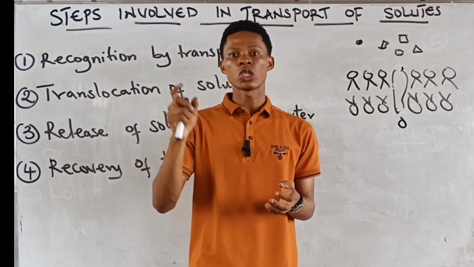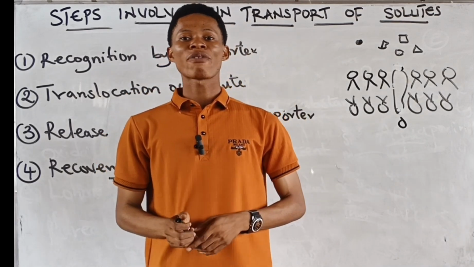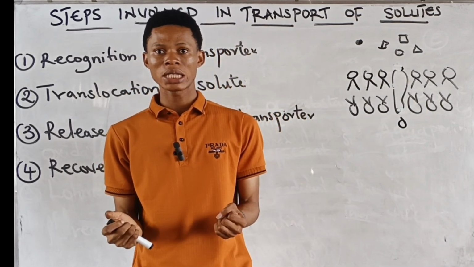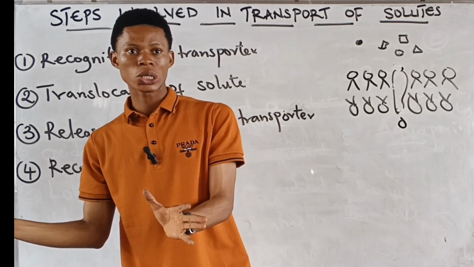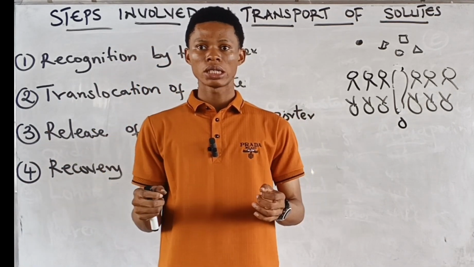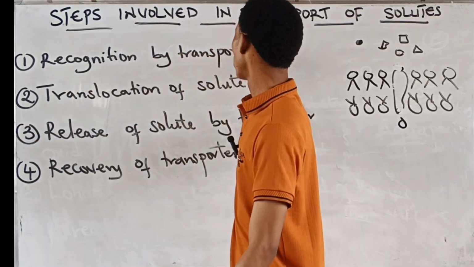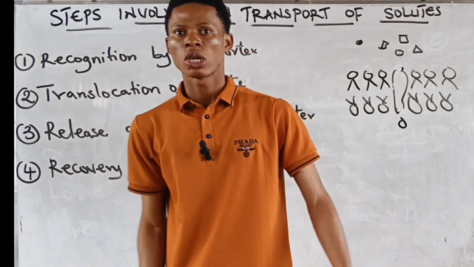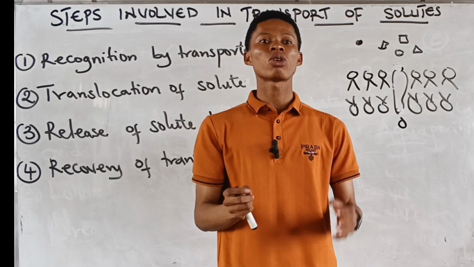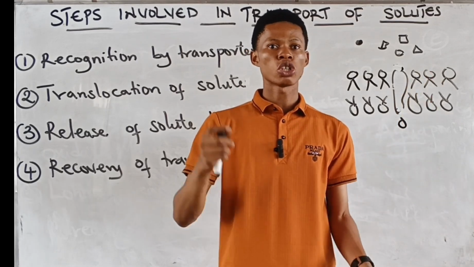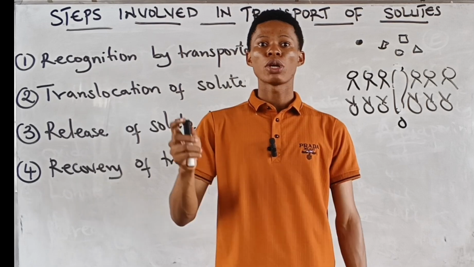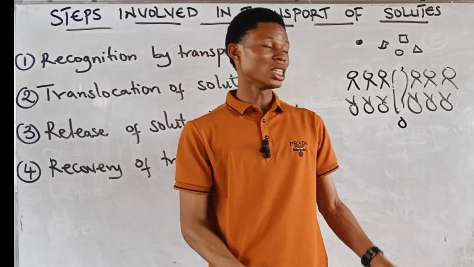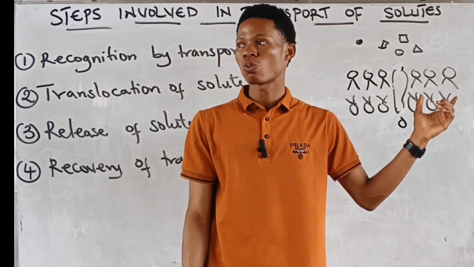So the steps involved are: one, recognition. After recognizing, it binds to it, and there's a conformational change. It passes, it is released, and the conformation is regained. Those are the steps involved in the transport of solutes. But take note, this thing we're looking at, is it under simple diffusion or facilitated diffusion? Facilitated diffusion, because in facilitated diffusion, we need a transporter, a transport protein.